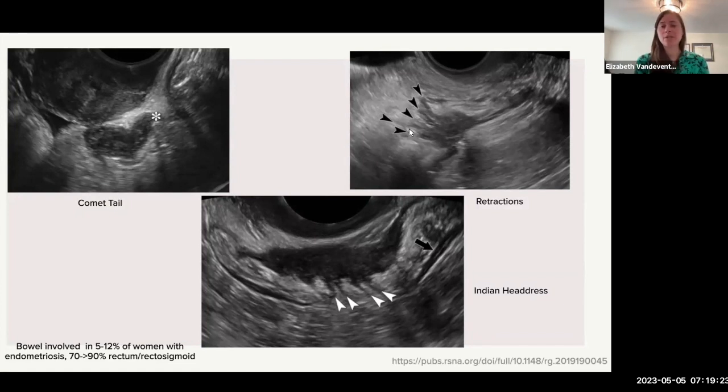Another thing that you can see are these linear plaques that cause retractions that extend out. Here's the predominant plaque, and then all this retracting fibrosis that extends out along there. This is the bowel wall that continues along here. And then this is called the Indian headdress sign. This is a large plaque along the anterior bowel. If we look here, this is the normal bowel signature. You can see a little bit of the mucosa there. This is the posterior wall. So this plaque is along the anterior wall with these spiculated extensions into the bowel wall itself, creating what they call the Indian headdress sign. Bowel tends to be involved in about 5 to 12% of women with endometriosis, and predominantly it involves the rectum or rectosigmoid junction.